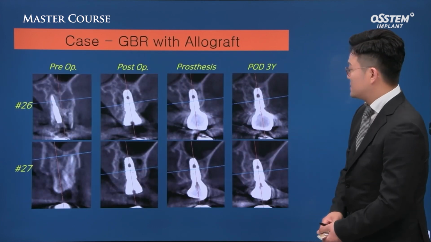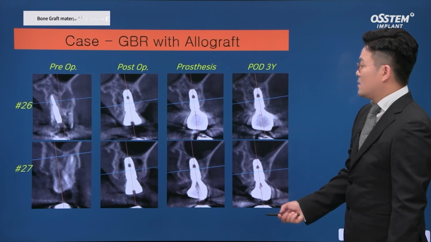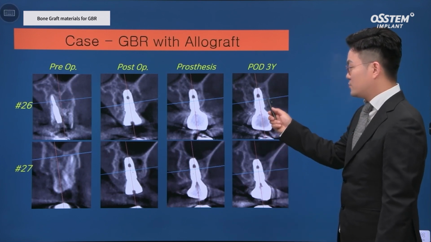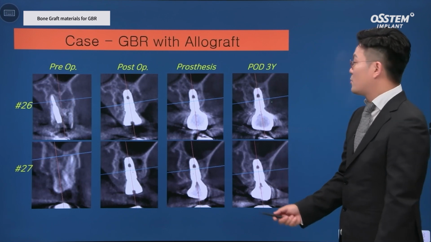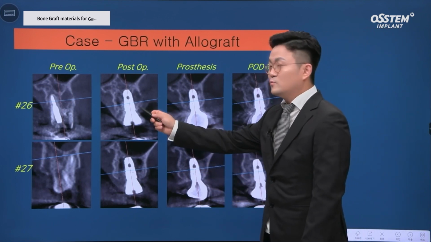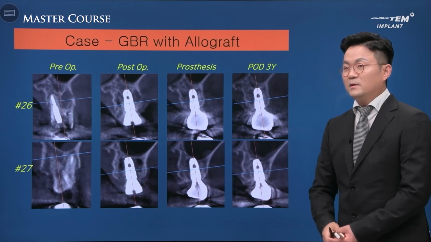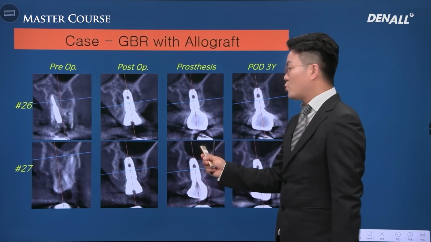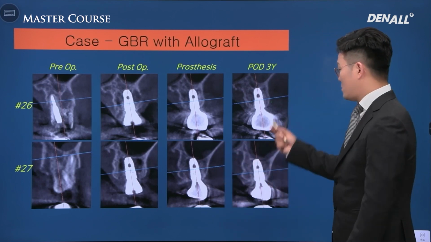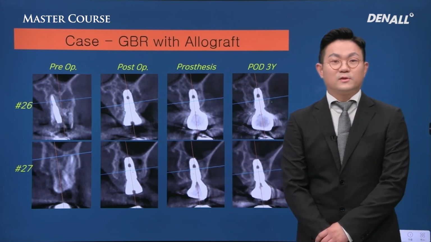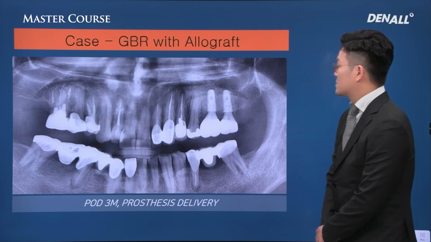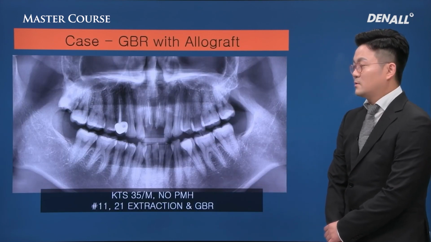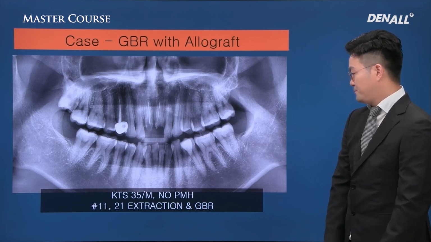It was okay. At 3-year follow-up, allograft would resorb quite a lot, but the resorption rate is not big here because residual bone was sufficient on the buccal side. The bone was thick enough and the form was maintained and the graft materials did not disappear a lot, and very good results were achieved. So, final prosthesis.